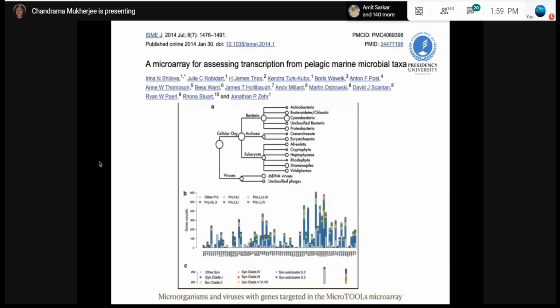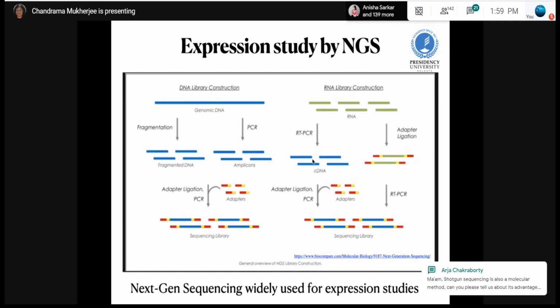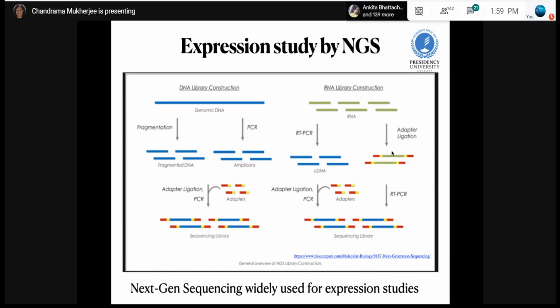So there we can use next generation sequencing. What is it? It can be used for both DNA and RNA. You can make either a DNA library or an RNA library. For RNA library construction, you can simply use RT-PCR to make the cDNAs, and commercial adapters are available. We can do adapter ligation, and after this the PCRs are made, and then the library is sent for sequencing.